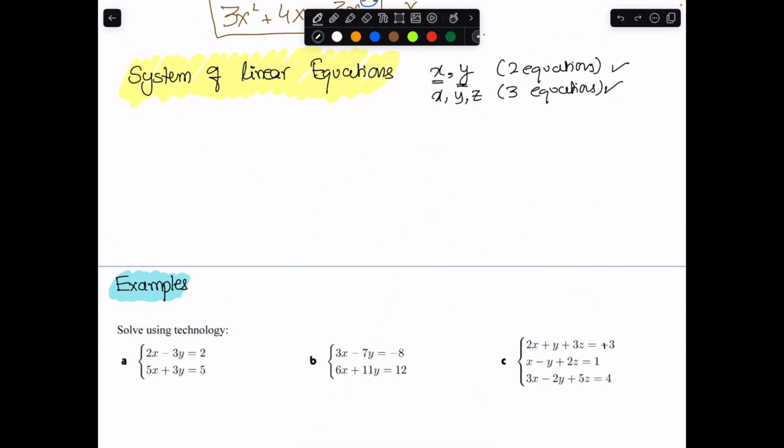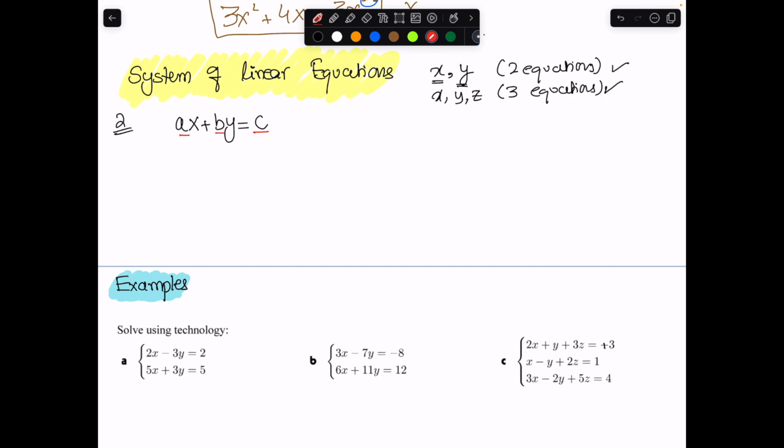In order to solve the system of linear equations, we need to convert them into their standard form, as we saw the standard form of polynomials. So for a two-variable system of linear equations, the standard form is ax plus by equals c, where a, b, and c are constants. a and b are the coefficients of x and y respectively, and c is a constant. It can be 0 or any number, even decimals. It has to be a real number.